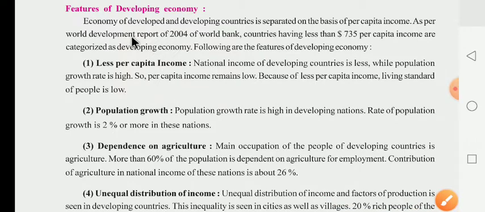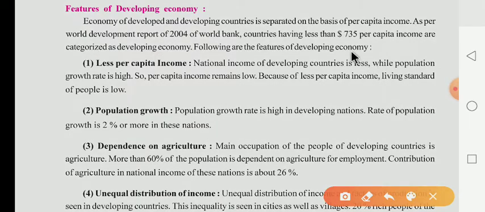As per the World Development Report of 2014 of the World Bank, countries having less than $735 per capita income are categorized as developing economy. This data was declared by the World Bank. Following are the features of the developing economy.